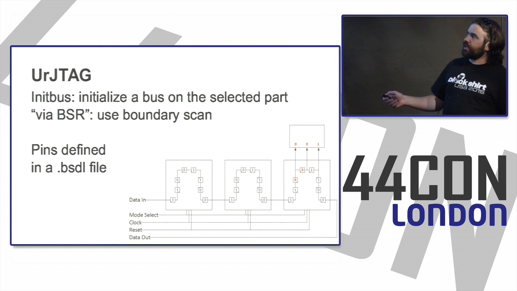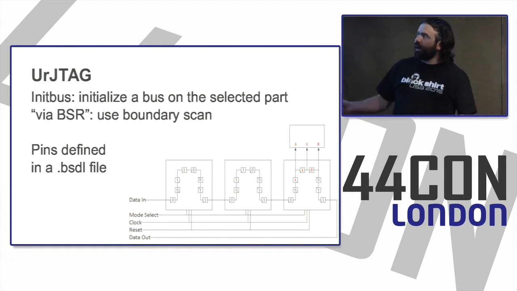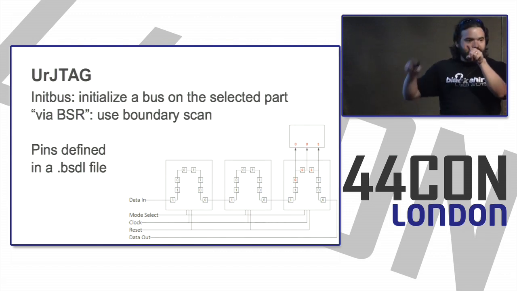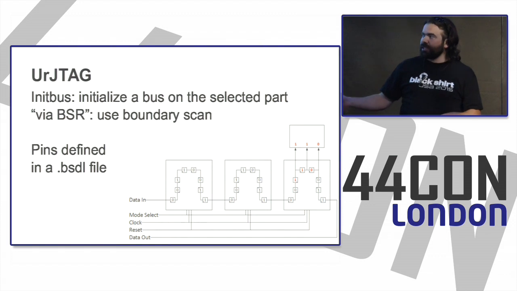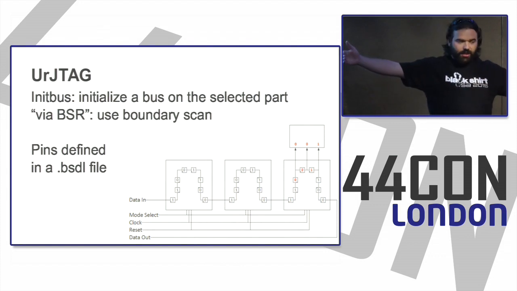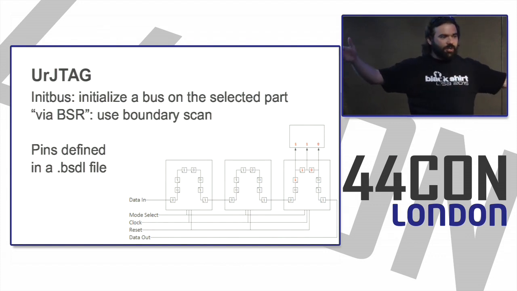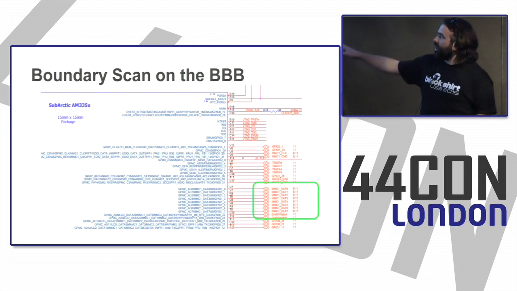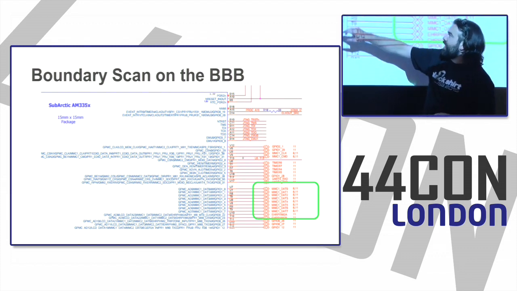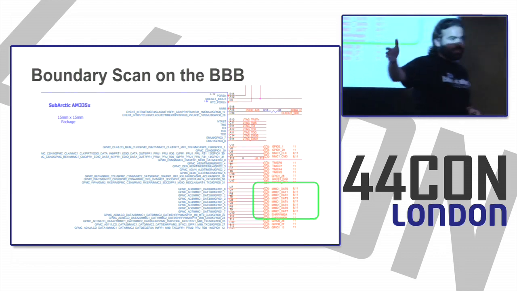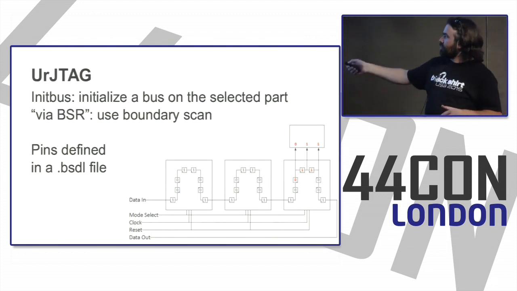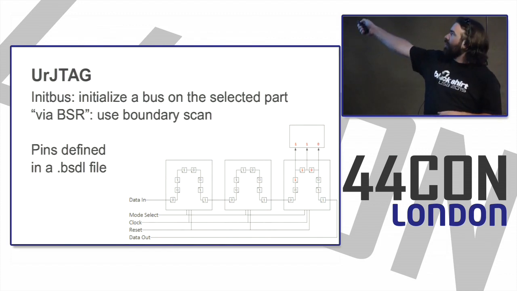So we use this initbus command to initialize a bus on the selected part. Via BSR, the boundary scan register, we can use boundary scan access to those pins. We define all these pins in a BSDL file, which tells us you have a string of 180 bits. These 180 bits map to pins on your CPU, and it'll say, OK, bit 263 is V7, 264 is R8, and so on. What that means is you can use JTAG to construct a long string of bits that will shift in and set the output of all the relevant pins.